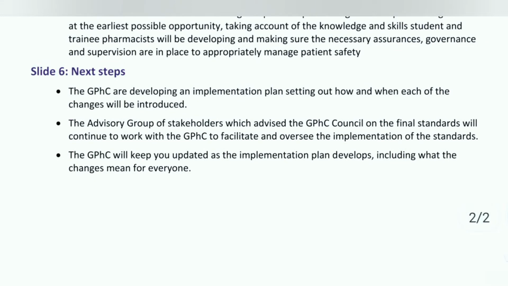The next steps. What are the next steps to take? The GPhC is developing an implementation plan setting out how and when each of the changes will be introduced. The advisory group of stakeholders, which advised the GPhC Council on the final standards, will continue to work with the GPhC to facilitate and oversee the implementation of the standards. The GPhC will keep you updated as the implementation plan develops, including what the changes mean for everyone. And I will be here to update you as the GPhC updates me. I hope this helps, guys.